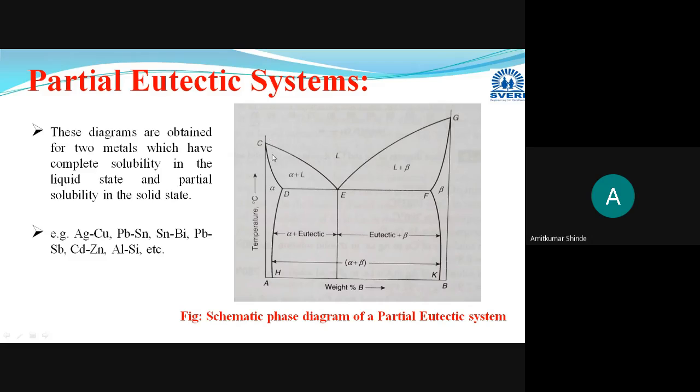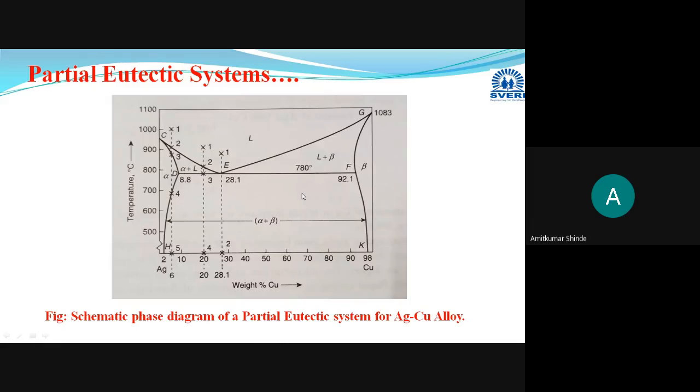In this region you have alpha, and here you have alpha plus liquid, and then directly you get the eutectic reaction or eutectic mixture. That will be another example shown in the next slide. That is, this diagram you have to divide. This is for the eutectic alloy. Then whichever region is towards the left-hand side will be the hypoeutectic region, and whichever region is towards the right-hand side will be the hypereutectic region.